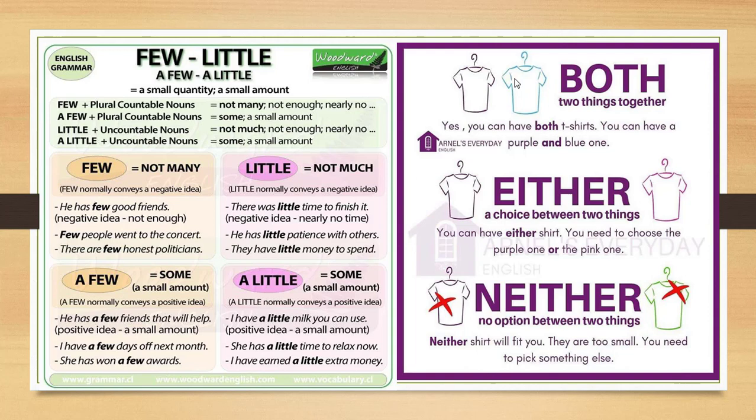So, the difference between them: few means not many. It normally conveys a negative idea. Little means not much and normally conveys a negative idea. For example, there was little time to finish it. Negative idea is nearly no time. A few means some, and normally conveys a positive idea, and a little is used in this aim. For example, he has a few good friends.